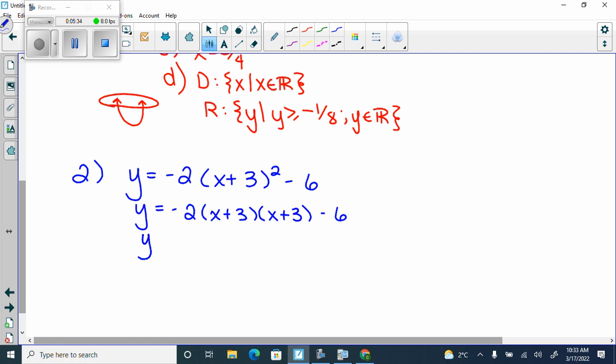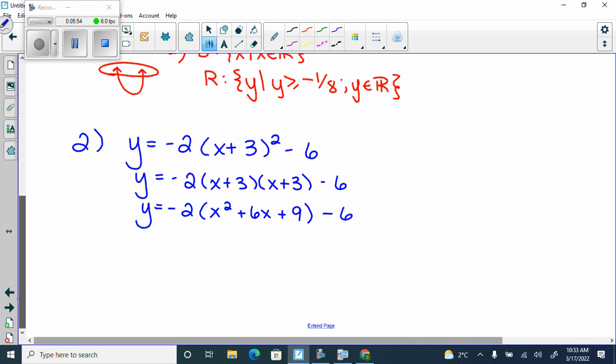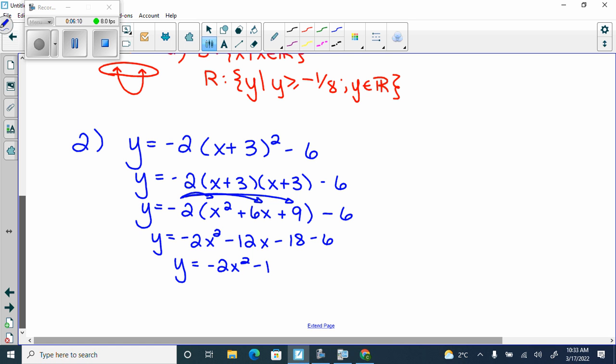Okay. So we're going to get y equals negative 2, x squared, plus 3x is plus 6x, plus 9. Distribute the negative 2 in, and we get y equals negative 2x squared minus 12x minus 18 minus 6. And we get negative 2x squared minus 12x minus 24. And what's my y-intercept? 0 and negative 24. Okay, cool.